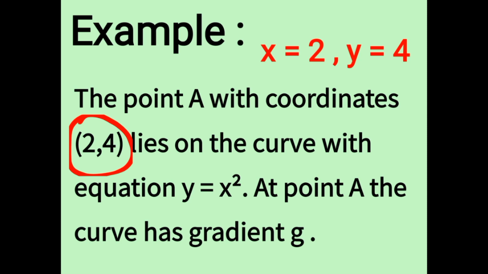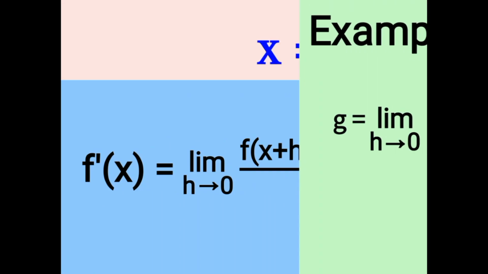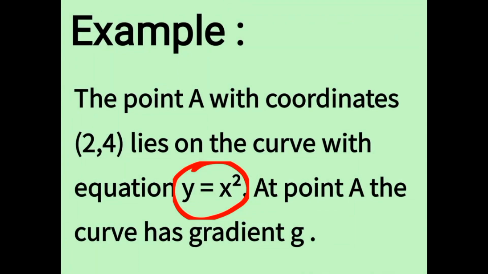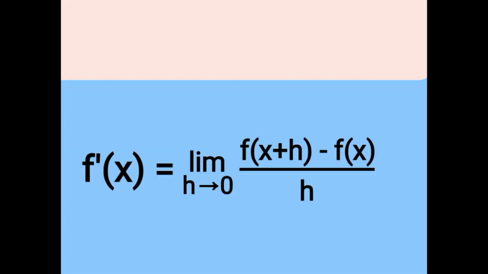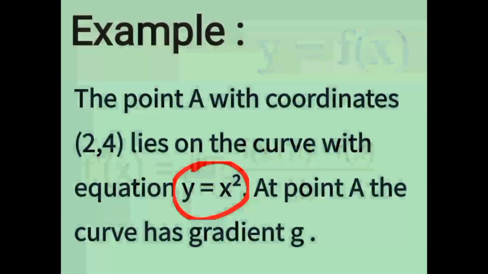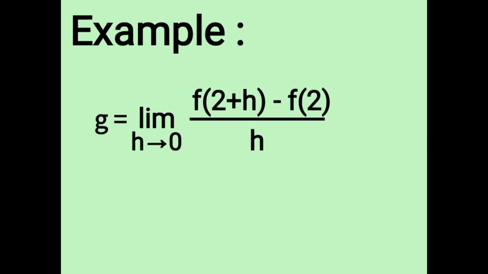Now, the gradient function can be used to find the gradient of the curve for any value of x. So, using the definition of the derivative with x equals 2, g equals the limit as h tends to 0 of (f(2 plus h) minus f(2)) over h. Now here, the point A is lying on the curve with equation y equals x squared. And here, f dash x equals the limit as h tends to 0 of (f(x plus h) minus f(x)) over h is for the curve with the equation y equals f(x). Now, in this example, the curve has the equation y equals x squared. So, the function f(x) equals x squared. And hence, we need to square everything inside the brackets.